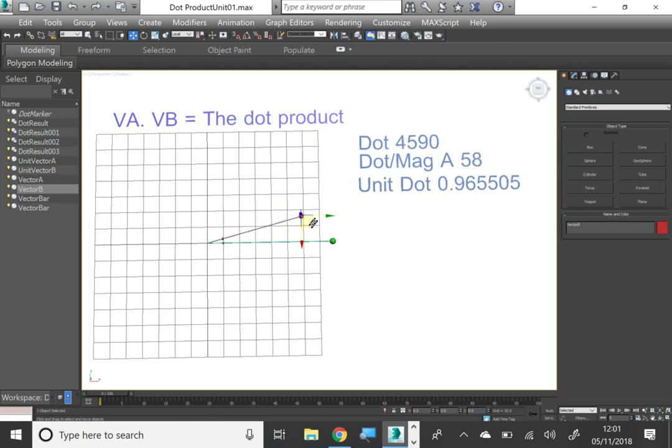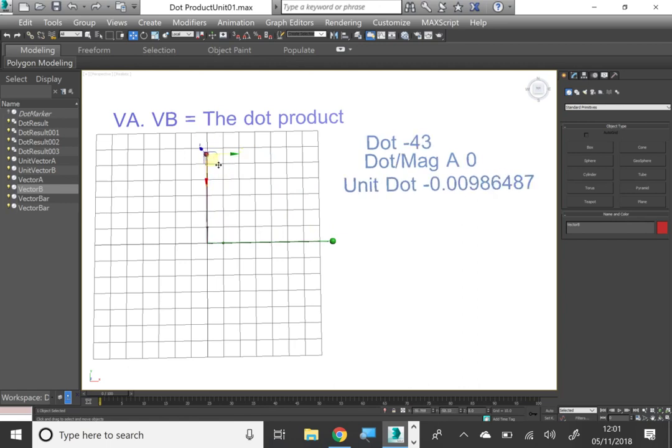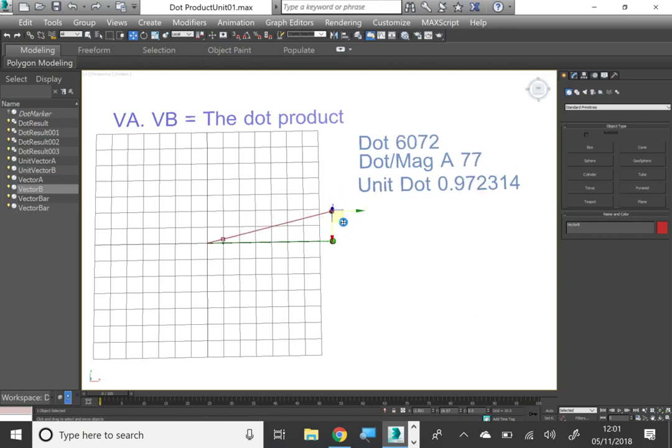What does this remind you of? There's the unit dot product, right? I'm moving the vectors around. What does this unit vector dot product look like? It's one of those. Which one is it? It is cosine. Yes.